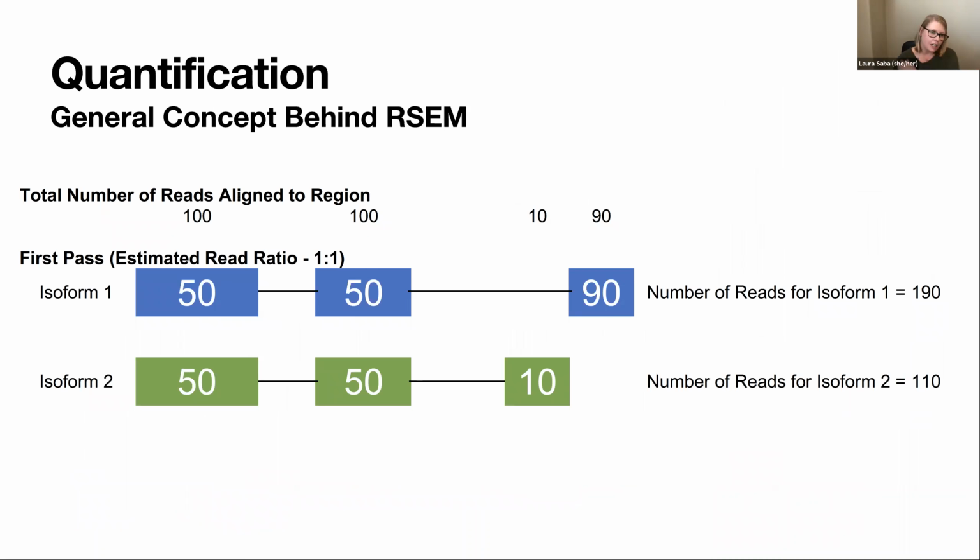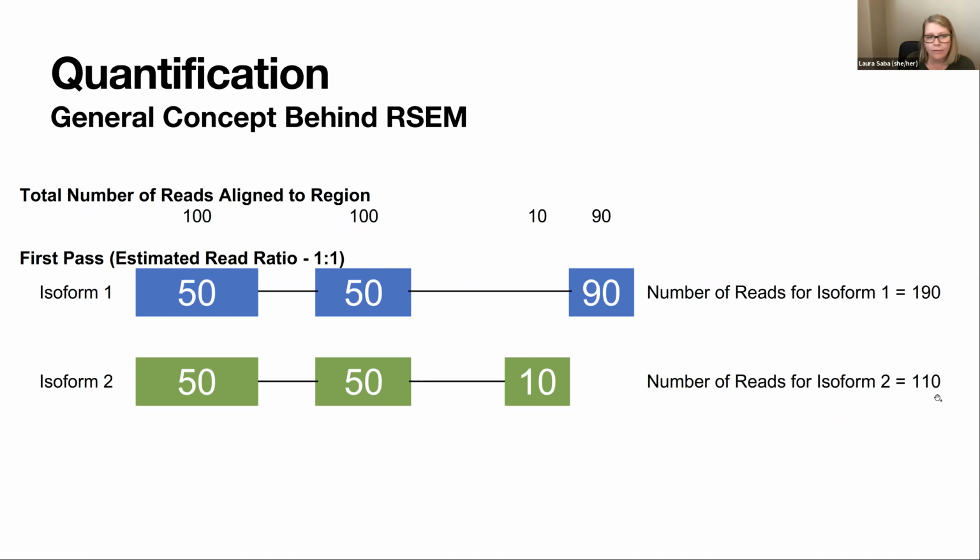But to give you a general idea of the concept behind RSEM, this is a really oversimplified toy example of 2 isoforms that each have 3 exons. They share 2 of them perfectly, and the other 2 are different between the exons. This top row is the number of reads that align to each region. So in our first pass, we have 100 reads that align to this region, so we're just going to split them 50-50. But all 10 reads go to this one because it's exclusive to this isoform, and all 90 are exclusive to this one because that exon's exclusive.